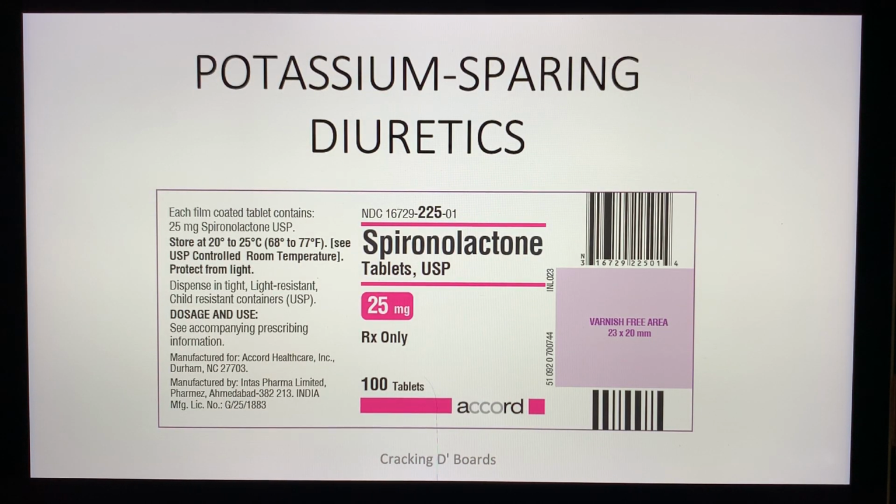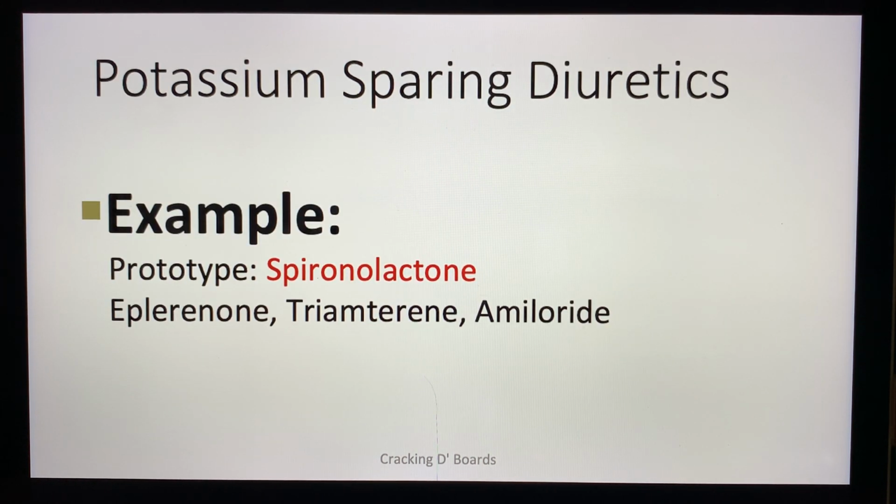So, let's mention the potassium-sparing diuretics, wherein the prototype is your spironolactone. Now, prototype example of potassium-sparing diuretics is spironolactone. Other examples of potassium-sparing diuretics, we have eplerenone, triamterene, and amiloride.